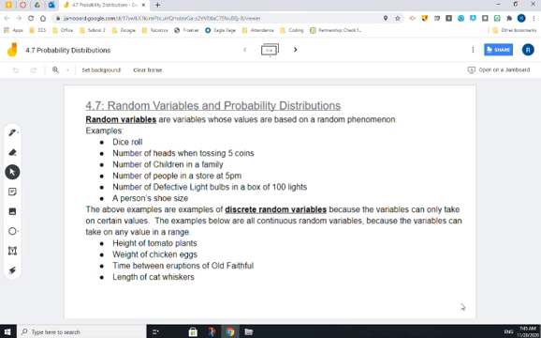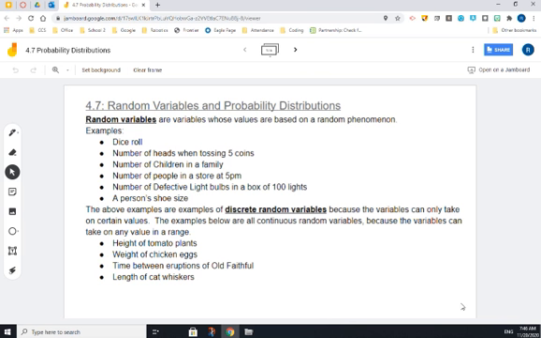Alright, so with random variables, what we mean is it's a variable that takes on a value randomly. There's some kind of reason it takes a value. Maybe it's genetics, maybe it's who knows what. But examples of random variables are things like rolling a dice, and the number that we get on the dice roll, that would be a random variable. Number of heads when we toss 5 coins, we could get 0, 1, 2, 3, 4, or 5. The number of children in a family, number of people in a store at a certain point in time, number of light bulbs in a box that don't work, a person's shoe size. Those are all examples of random variables, and those are actually discrete random variables, which is what we're going to really focus on today.